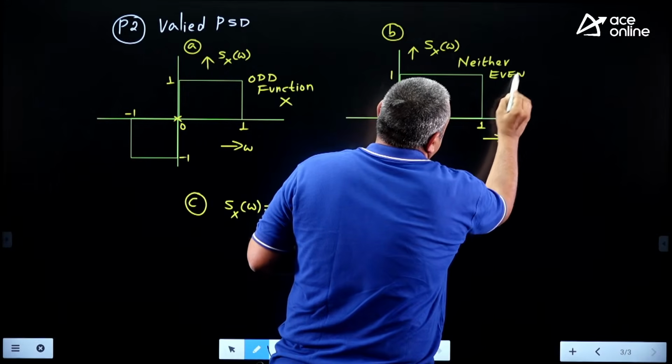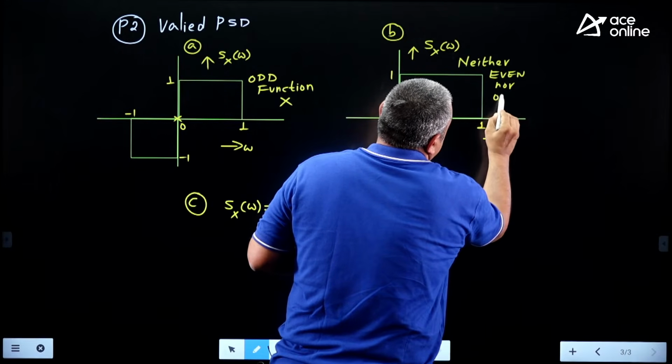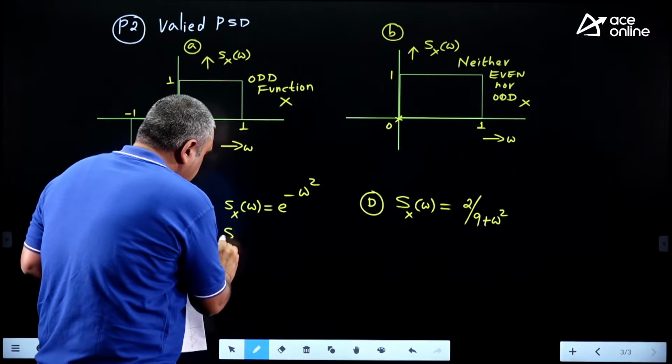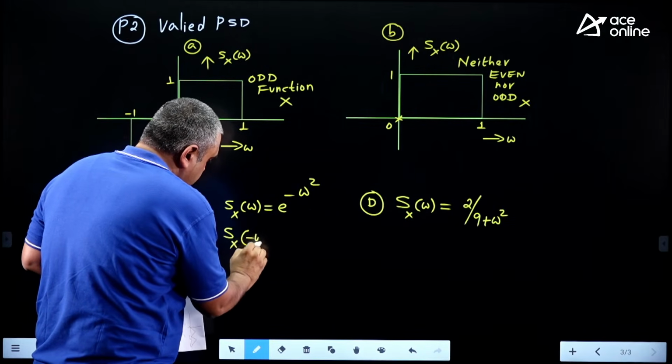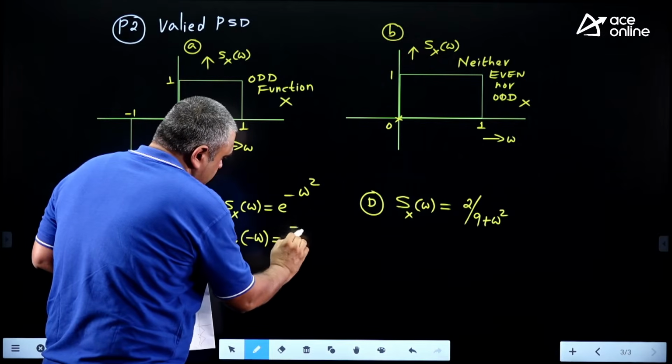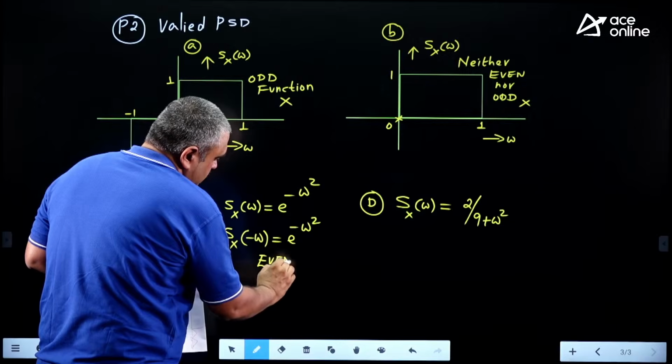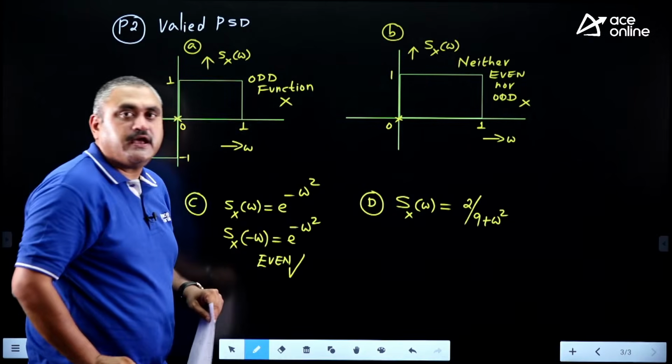Fundamental of signal. So you can also eliminate this. Now if you replace omega in the expression with minus omega, this becomes again e power minus omega square. That means this is representing an even function only. So definitely this can be correct.